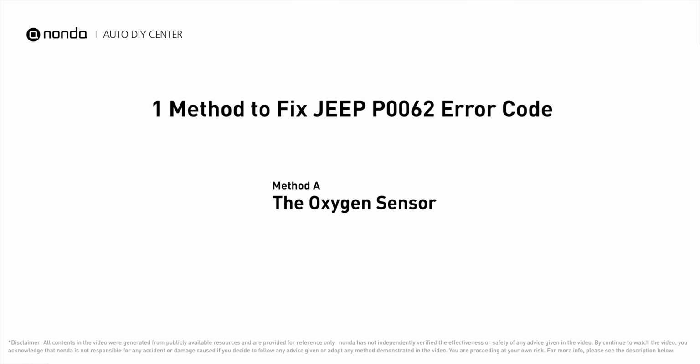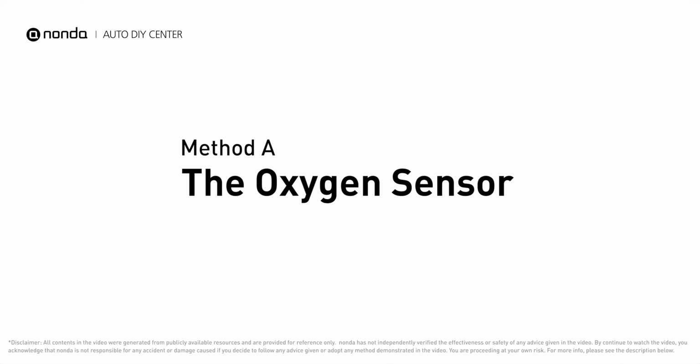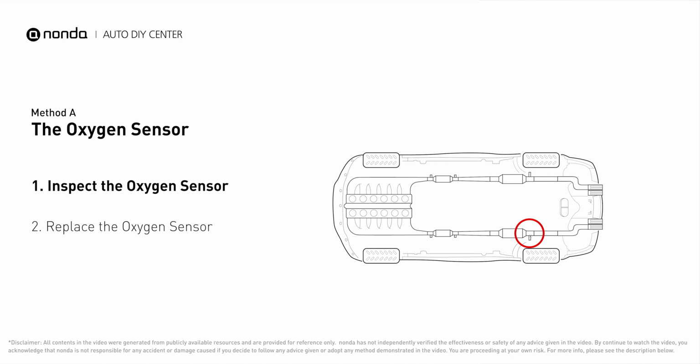Here is one of the most practical solutions to fix Jeep's P0062 error code. Method A, the oxygen sensor. This oxygen sensor is located right after the catalytic converter. Bank 2 is on the side with the cylinder number 2. Sensor number 3 is downstream of the last catalyst in the exhaust system.